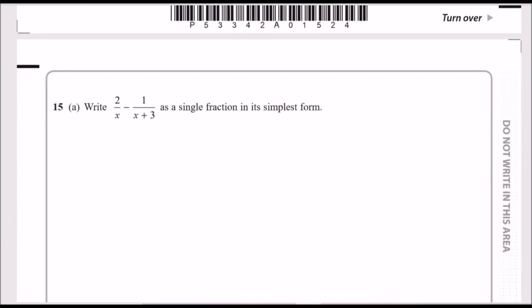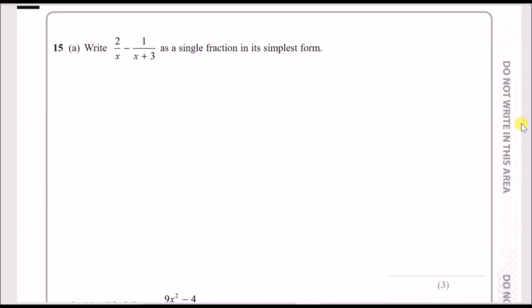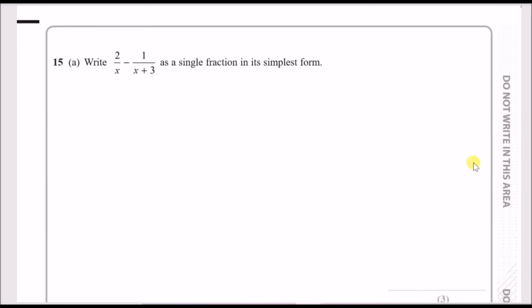All right, number 15. Write 2 over x minus 1 over x plus 3 as a single fraction and then simplify it. To make anything a single fraction, when you add or subtract, the first thing that should come up in your head is that they must have common denominators. In other words, the bottom needs to be the same.